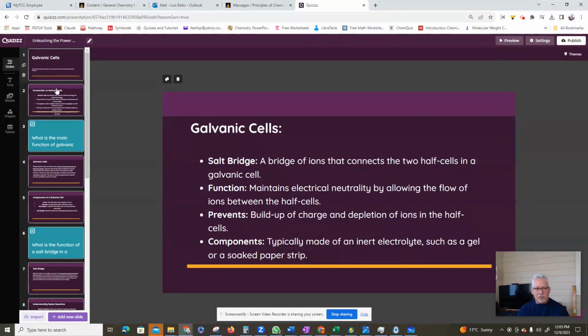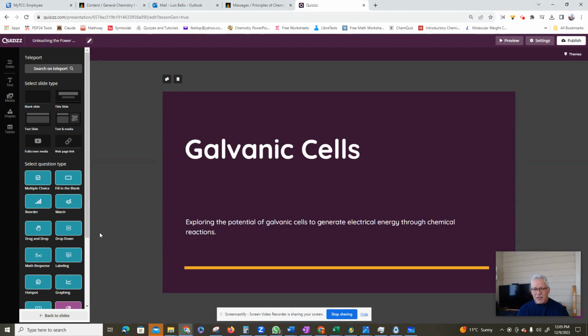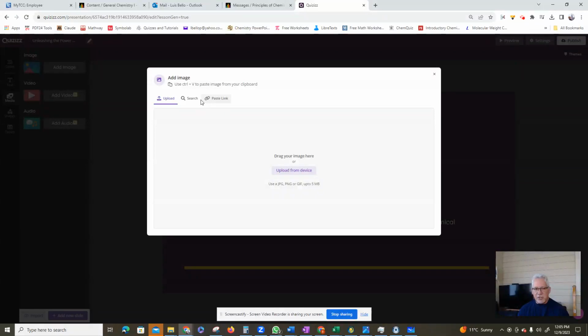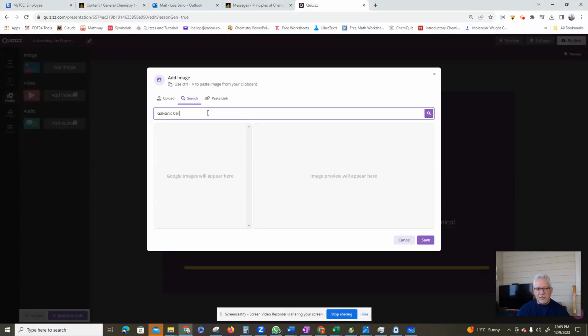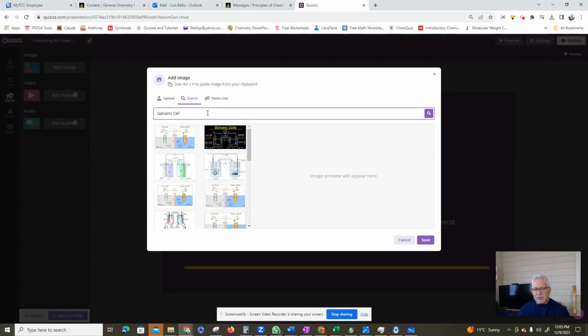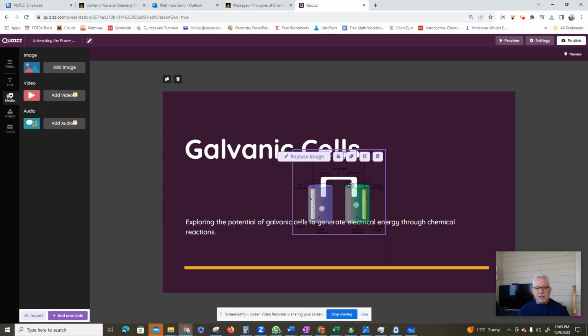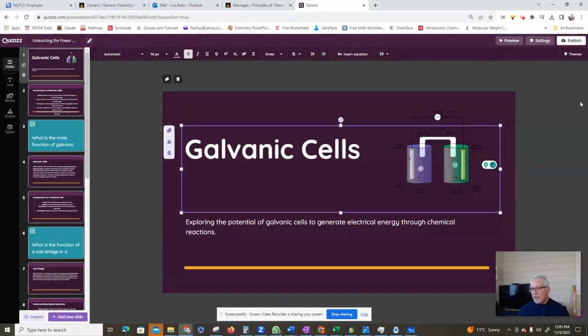For instance, you want to say, okay, I want another slide, but instead of text, I want a picture of a galvanic cell. So you can click on image, and then you can say search for a galvanic cell. And they will search for one, and you select the one that you want, maybe the simplest one, and save it, and they will include that in your slide. You can put in any new slide.